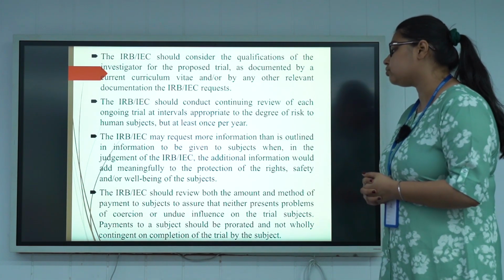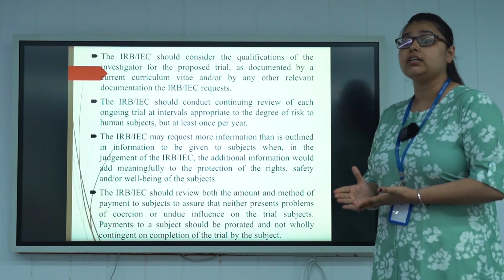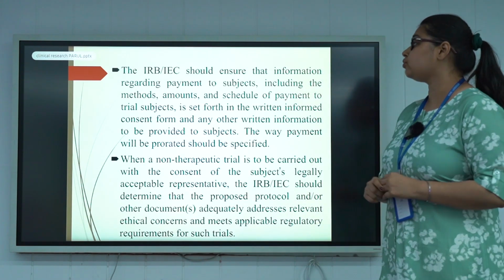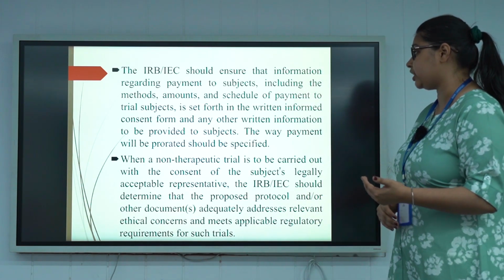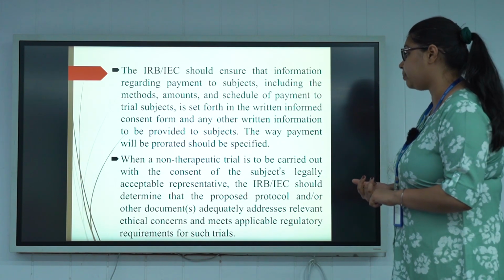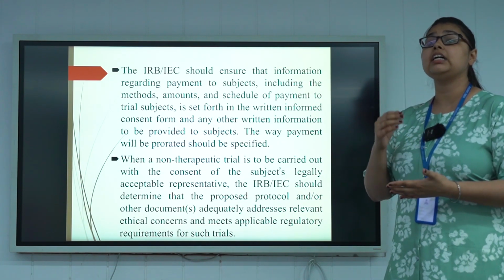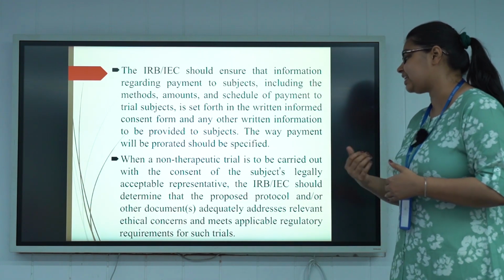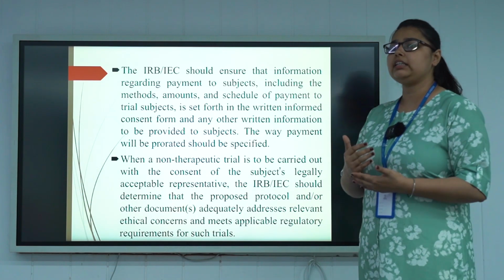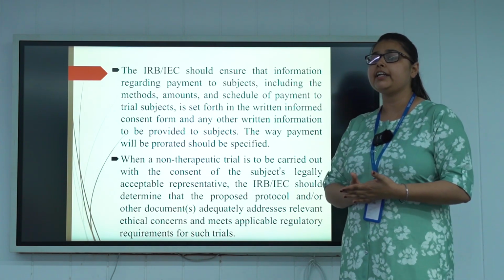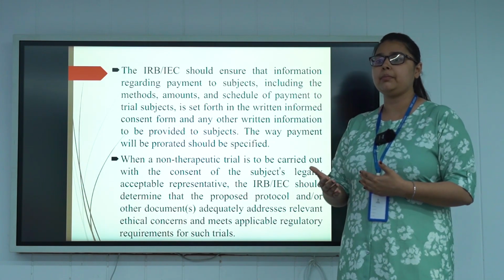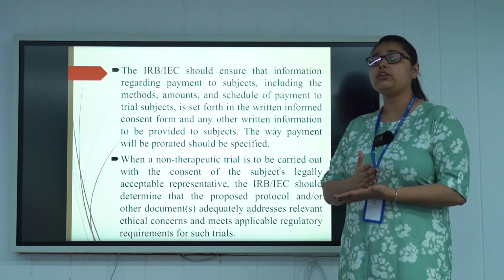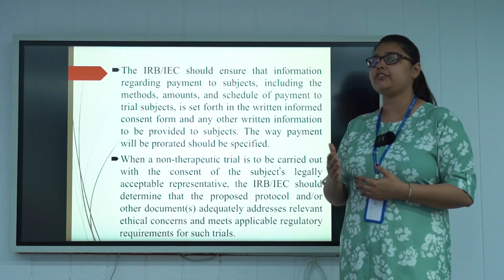IEC IRB should also review both the amount and the payment method used in the clinical trial. IEC IRB should ensure that the information given to the subjects regarding the method, amount, and schedule of the payment, or any information written in the consent form, protocol is followed or not. When a non-therapeutic trial is carried out, if a subject is illiterate or vulnerable patients are there, a legally accepted representative is present. Without a legally accepted representative, the informed consent form could not be signed.